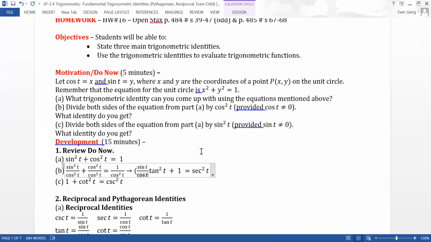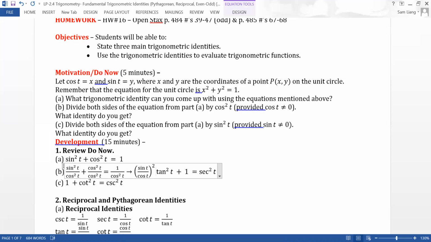Okay, so basically I'm just rewriting the exponent. Okay. And then over there, cosine squared t divided by cosine squared t is 1. And then on the other side, it's 1 over cosine t. That entire thing is squared.